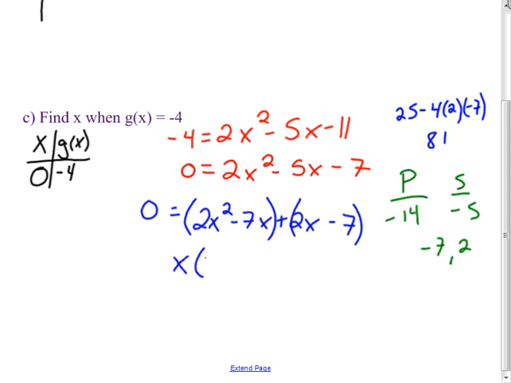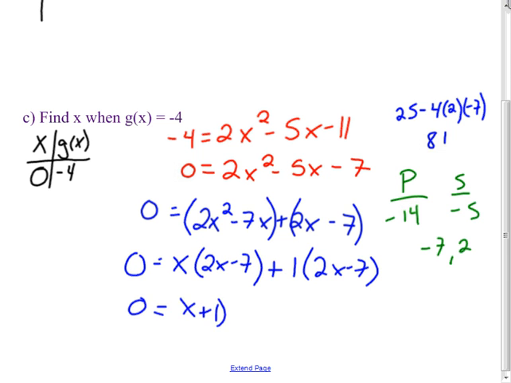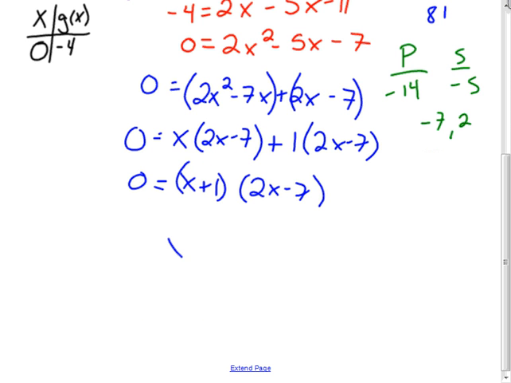Factor out an x, then I'm left with 2x minus 7. Plus, factoring out technically a 1, and I'm left with 2x minus 7. It's the same thing, so I add my coefficients. So x plus 1, 2x minus 7. Set each of those equal to 0. Therefore, x equals negative 1 and positive 7/2.